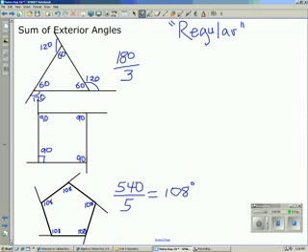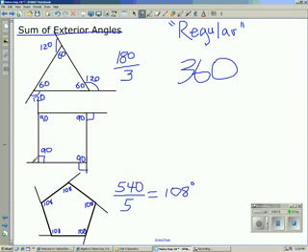Okay, so can you tell me what these add up to? I know that's a tough one. 120 plus 120 plus 120. That's 360. Okay, so the exterior angles, and that's what we're looking at here, what all the exterior angles add up to for a triangle, add up to 360. Okay, how about for a square?